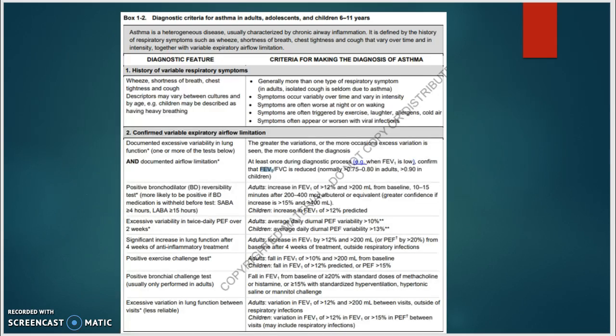Here is more diagnostic criteria for adults, adolescents, and children. This is actually from the GOLD criteria. I would really encourage you to go over and read that information that is presented there.